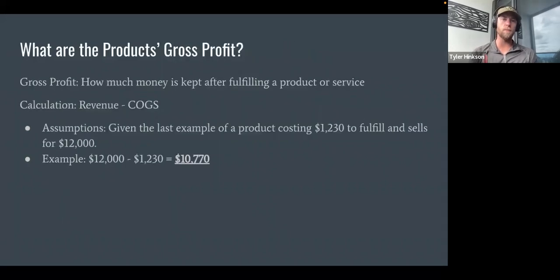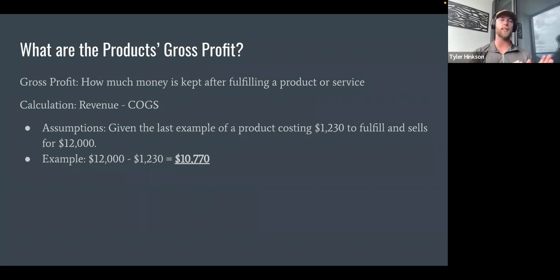All right, so next thing that we need to figure out is what is the product's gross profit? Gross profit is defined as how much money is kept after fulfilling a product or a service. And the calculation for that is we're going to take the revenue for that product and service. We're going to subtract the variable costs or the cost of goods sold.